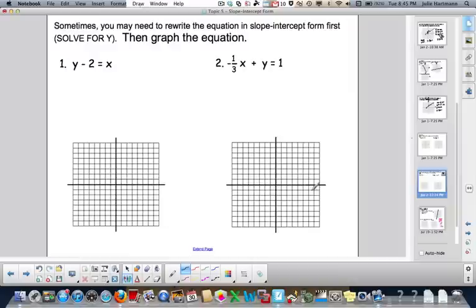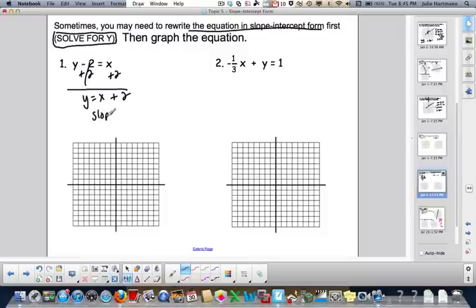Okay. And next we are graphing again. However, sometimes you may need to rewrite the equation in slope-intercept form. So how do we do that? We solve for y. If you remember back in chapter 2, we had equations with a couple variables and we had to solve for one of them. That's why we did that, so you know how to solve for y. So here to get y by itself, this is minus 2. The opposite is plus 2. So you have y equals x plus 2.